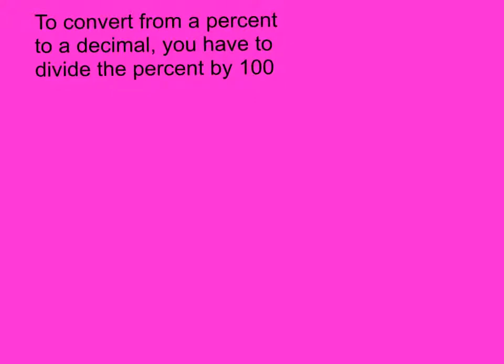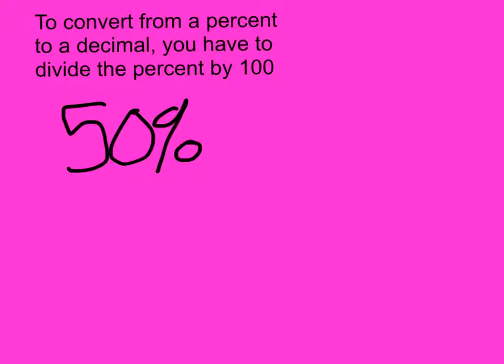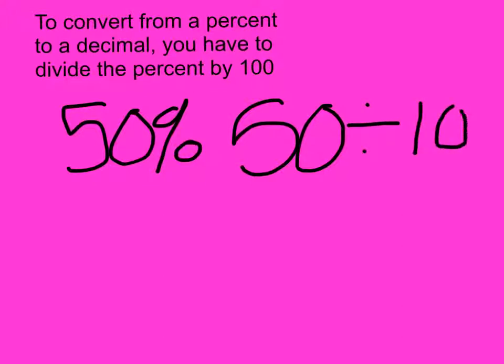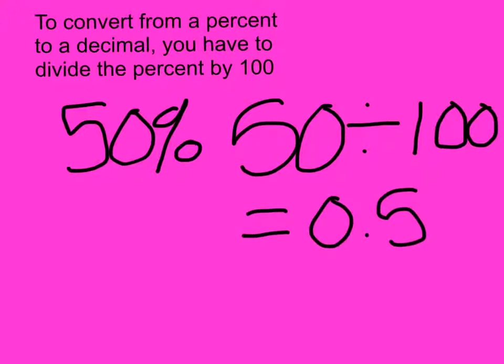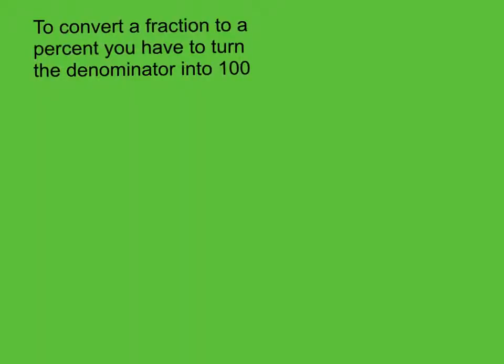Okay, so now if we decide that we want to go back from a percent back to a decimal, we're going to have to divide that percent by 100. So using our example as before, if we have 50%, you're going to have to do 50 divided by 100, which is going to equal 0.5.